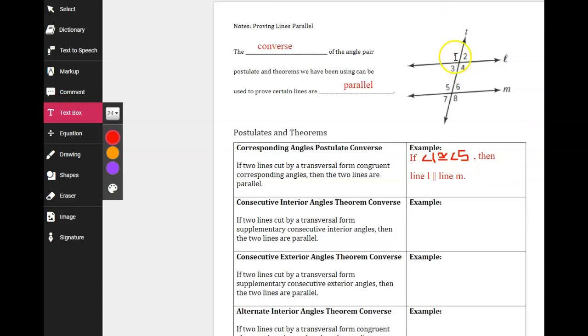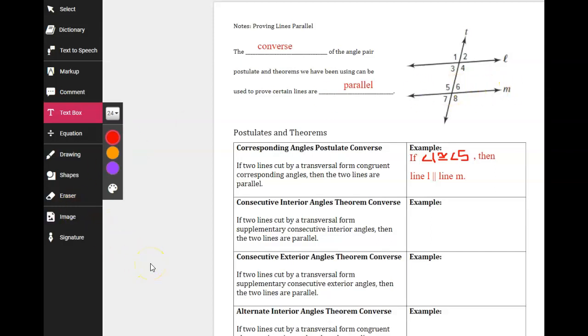So if angle 1 is congruent to angle 5, those corresponding angles are congruent to each other, then the lines L and M must be parallel to each other. And that's by the corresponding angles postulate converse. So the converse are the ones that show that the lines are parallel. So let's try another one.